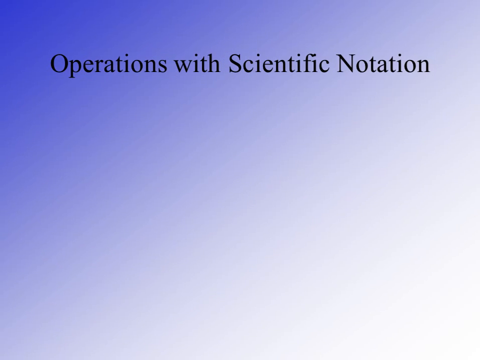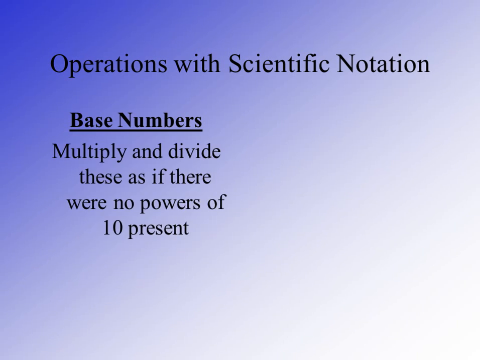When we do mathematical operations using scientific notation, sometimes it's easier to split the scientific notation into the 2 parts, the base number and the powers of 10. When you take the base numbers, if you split them apart, perform the operation, multiplication or division, as if there were no powers of 10 present. And then the answer that you get there, you save that until after you've worked with the powers of 10.